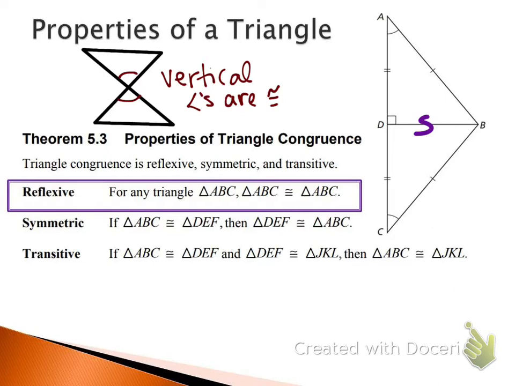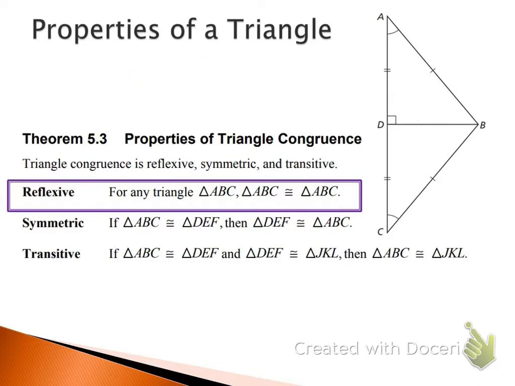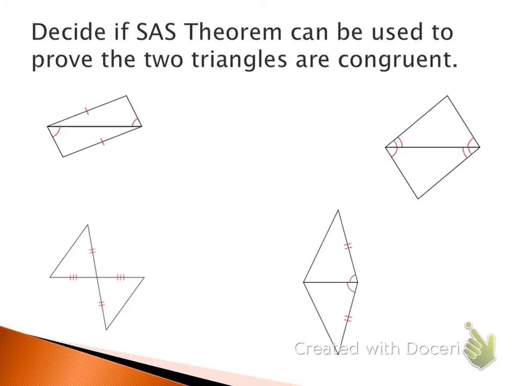Okay? Now, we're going to find this section, because we're going to go from easy to medium to hard, which only makes sense. So go ahead and find this section. We're actually not going to go in the order they are in your paper either. We're going to decide if the side angle side theorem can be used to prove the triangles are congruent.